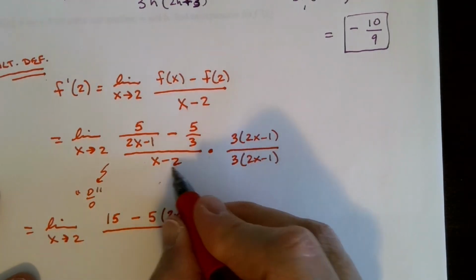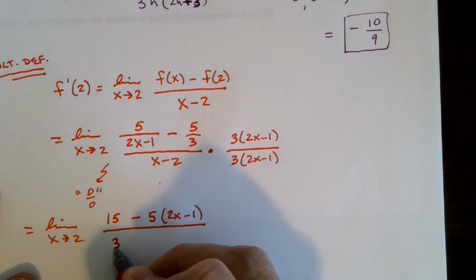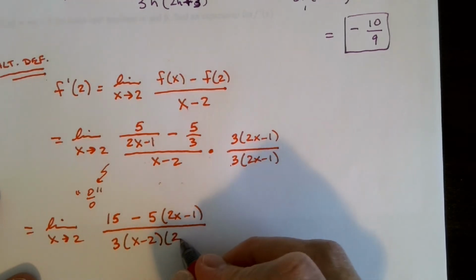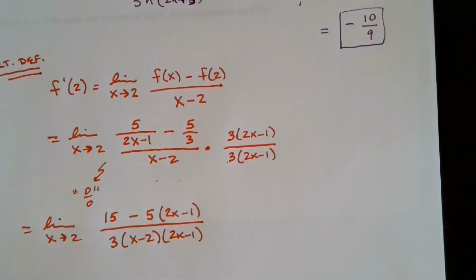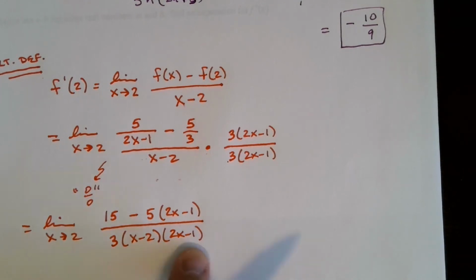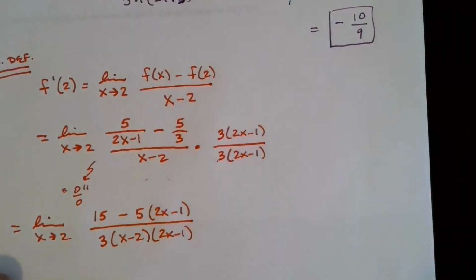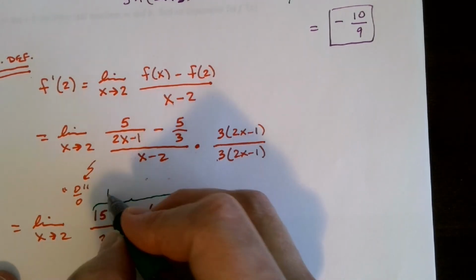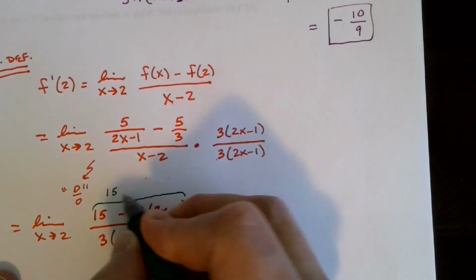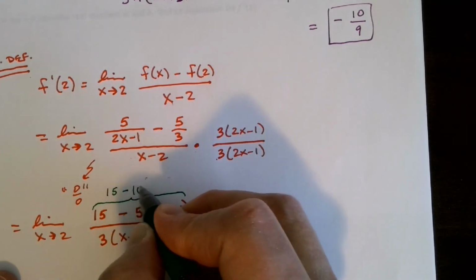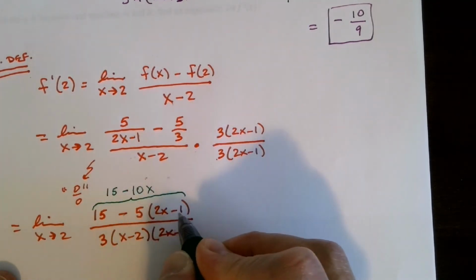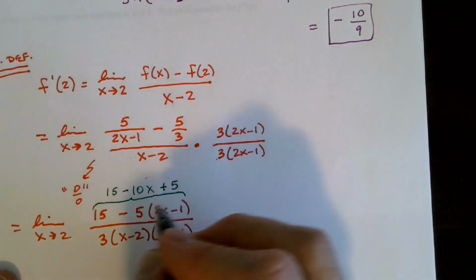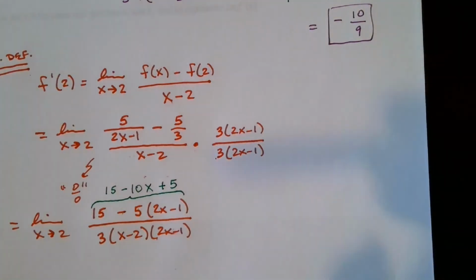Down below I do have to multiply all these together, so I've got 3, let's pull that in the front, times the quantity x minus 2, put that in parentheses, 2x minus 1. Again, don't FOIL all this out, I'm going to leave the denominator factored. But up top I can do a little simplifying, right? Let's look at the very top here. Got 15, distribute this minus 5 through, I get negative 5 times 2, negative 10x, negative 5 times a negative 1, negative times negative, positive 5. So what does the top simplify down to?